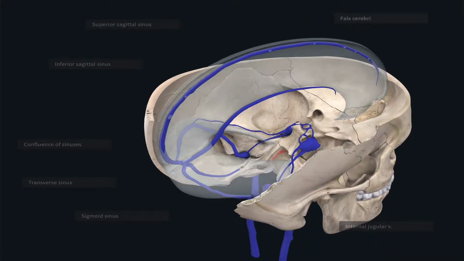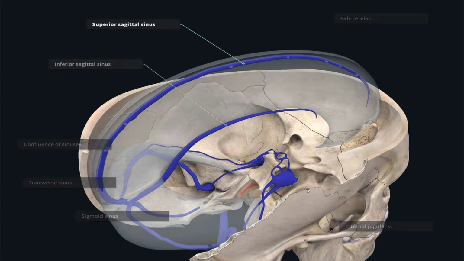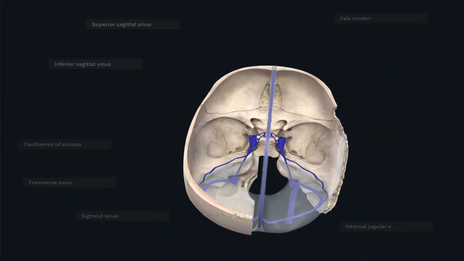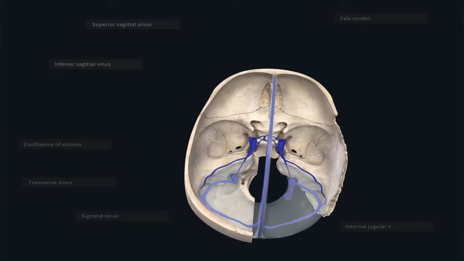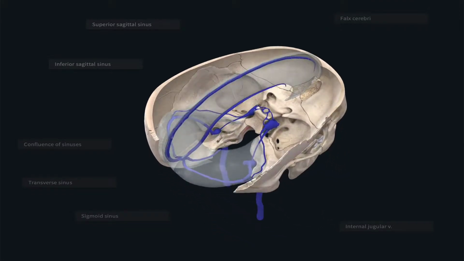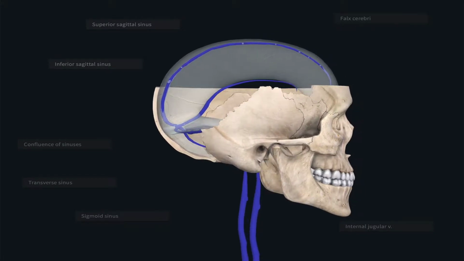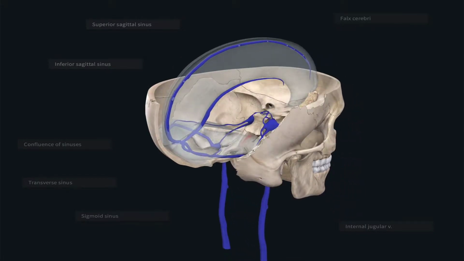From the cerebrum, predominantly that's going to go through the superior sagittal sinus, along the superior aspect of the falx cerebri, and the inferior sagittal sinus along the inferior aspect of the falx cerebri. These two spaces, the superior and inferior sagittal sinuses, are named due to their anatomical orientation within the sagittal plane. So in the mid-sagittal plane, we're going to find the most superior of the sinuses, and then just below it, following the same curvature, the inferior sagittal sinus.